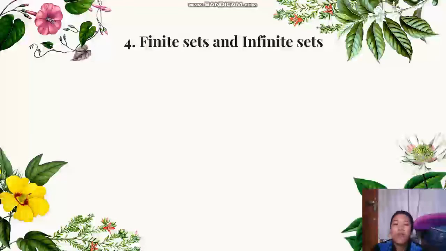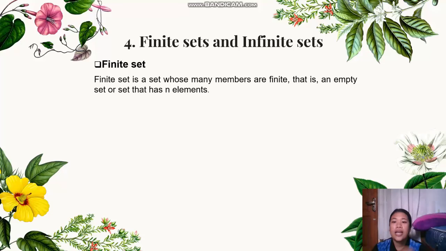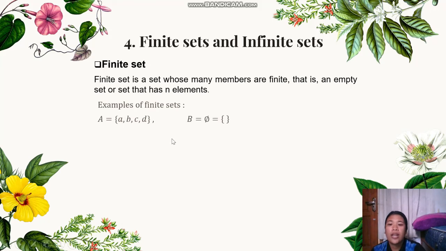Next, finite sets and infinite sets. A finite set is a set whose number of members is finite, that is, an empty set or a set that has n elements. For example, of finite sets, A equals {a, b, c, d}. This is not infinite, this is a finite set. Or B equals the empty set.